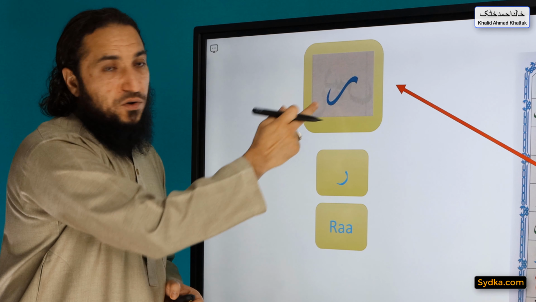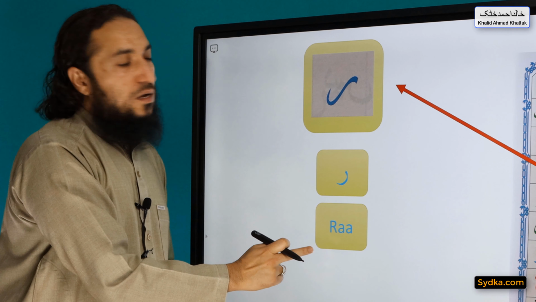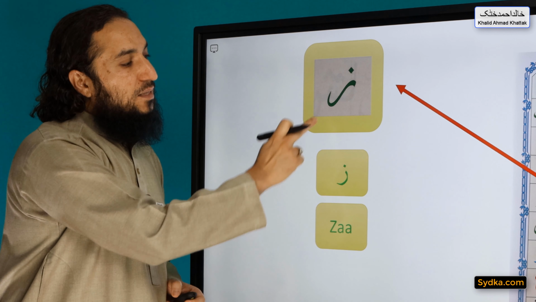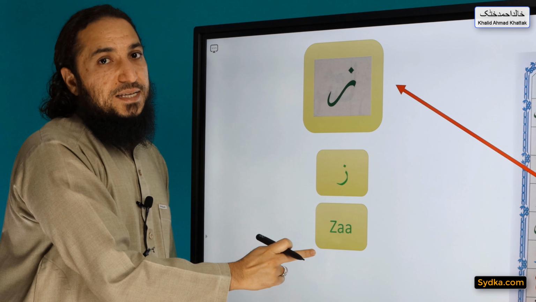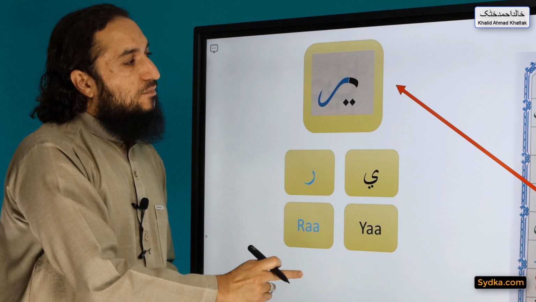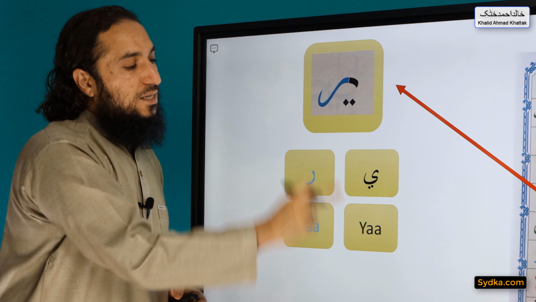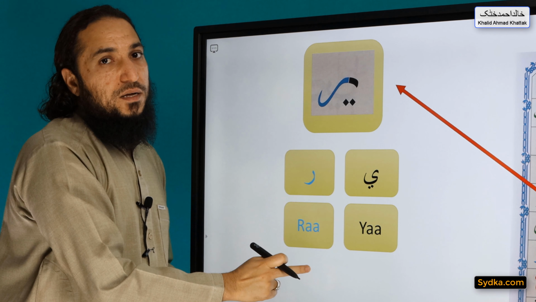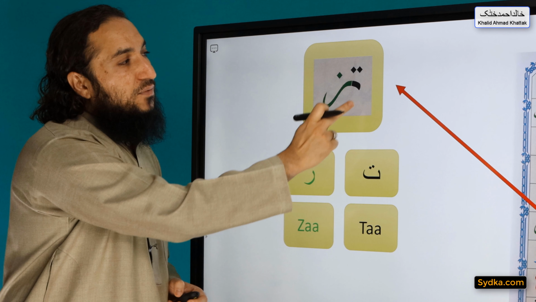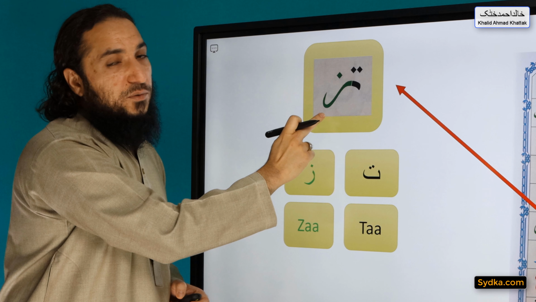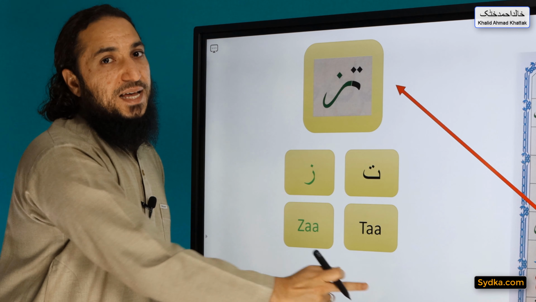This is another way of writing Ra. Ra. That's another way of writing Za. Za. The first letter is Ya, the second one is Ra. Ya Ra. The first letter is Ta, the second one is Za. Ta Za.